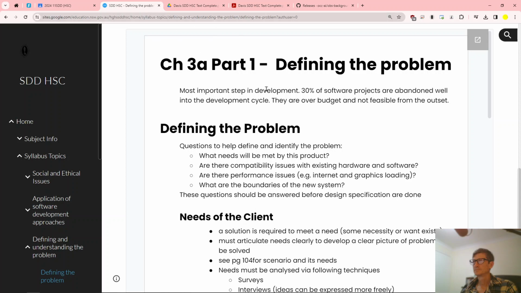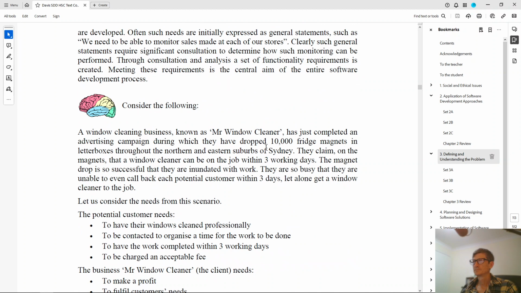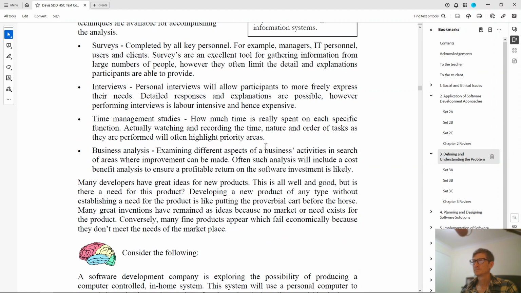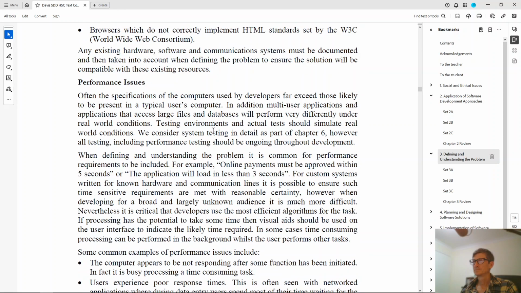And Davis goes through all of the things that you need to cover for this. Defining the problem, needs of the client, gives some examples there that you want to read through. Also, he talks about performance issues. So obviously, what are your performance requirements for whatever application you're using? What is going to be acceptable, what is not? That's when this is agreed upon as well.